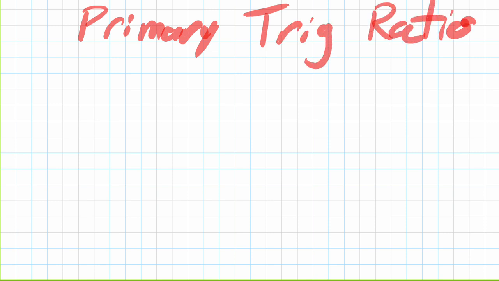We're going to go over a topic. This is normally called primary trig ratios. Okay? Primary trig ratios deals with three different types of ratios. One is called sine, one is called cos, and one is called tan.